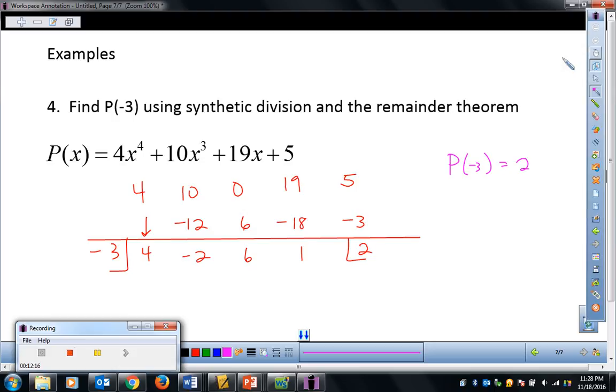So that wraps up our lesson on synthetic division. Go ahead and get started on the homework.